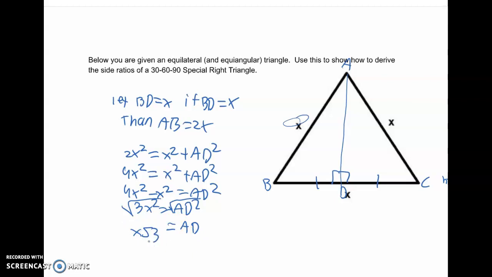And since we figured that out, we now know that a side ratio for that side is x, whatever that is, times root 3. And now we can write the side ratios as 1 to 2 to root 3.